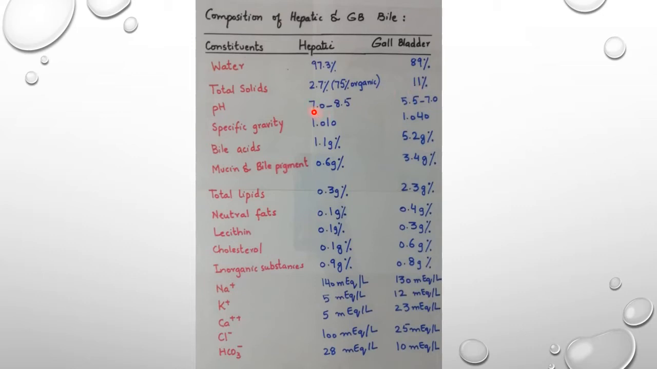The pH of hepatic bile is 7 to 8.5, while the range of pH for gallbladder bile is between 5.5 to 7. Specific gravity of gallbladder bile is also high as compared to that of hepatic bile. And the same is true for the other constituents, which are found in high concentrations in gallbladder bile as compared to hepatic bile. There are only three constituents that are found in decreased amounts in gallbladder bile as compared to hepatic bile, and these are sodium, chloride, and bicarbonate.